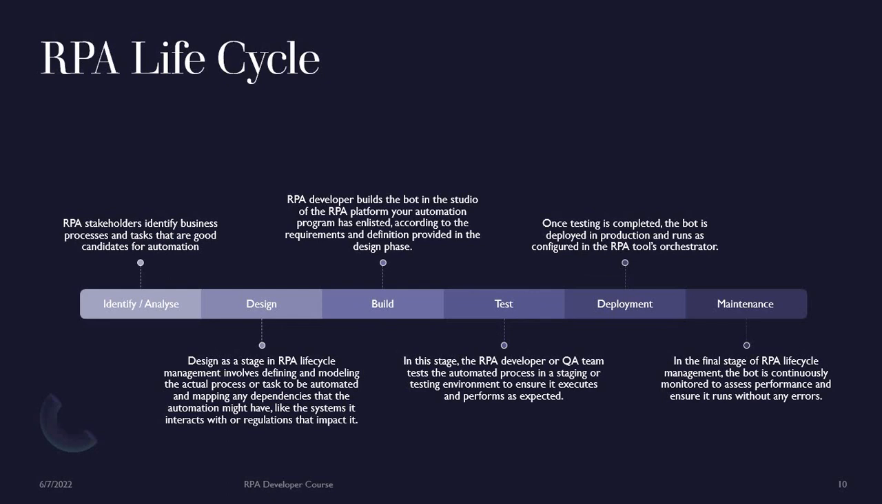So in the first phase, the client will identify the business processes which are actually good for automation. That they will do. So the RPA developer is not involved in this. Okay. Second part is design phase.